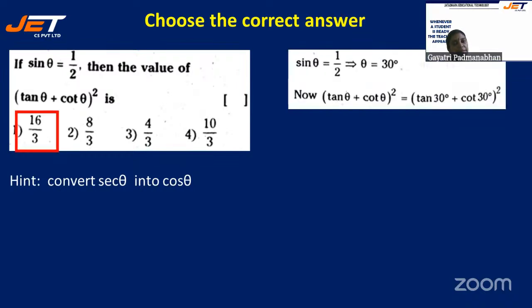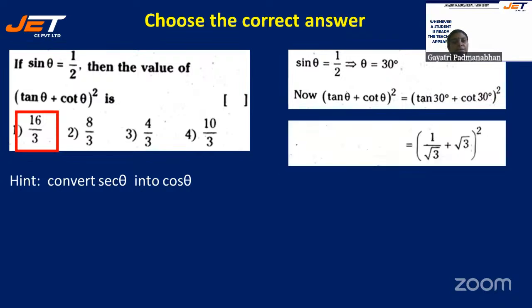Sin theta is nothing but half. So at what point should it be half? If it's half, then the theta must be 30. Isn't it? So tan theta plus cot theta, the whole square is tan 30 plus cot 30, the whole square. Right? So what is tan 30? Tan 30 is nothing but 1 by root 3, plus what is cot 30?